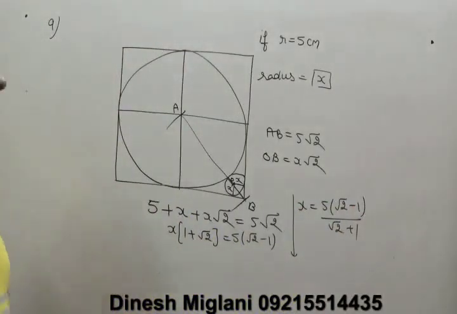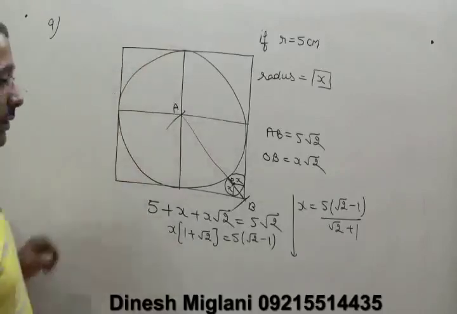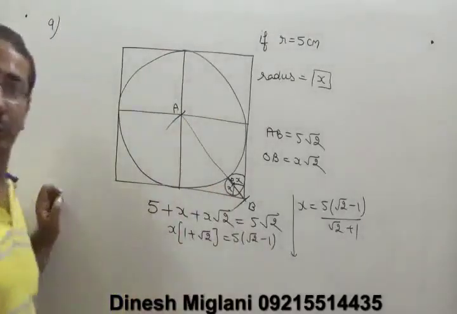Take the question again, what I have done here. It is given that the radius of the circle is 5. If the radius is 5, so I may say this is 5, this is 5. The total length is said to be 5 root 2.